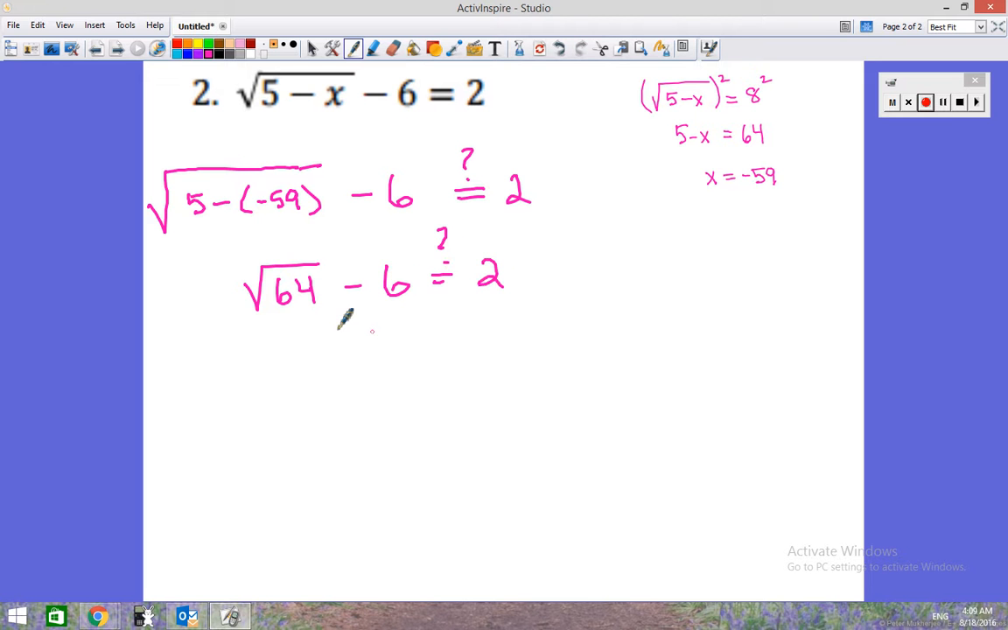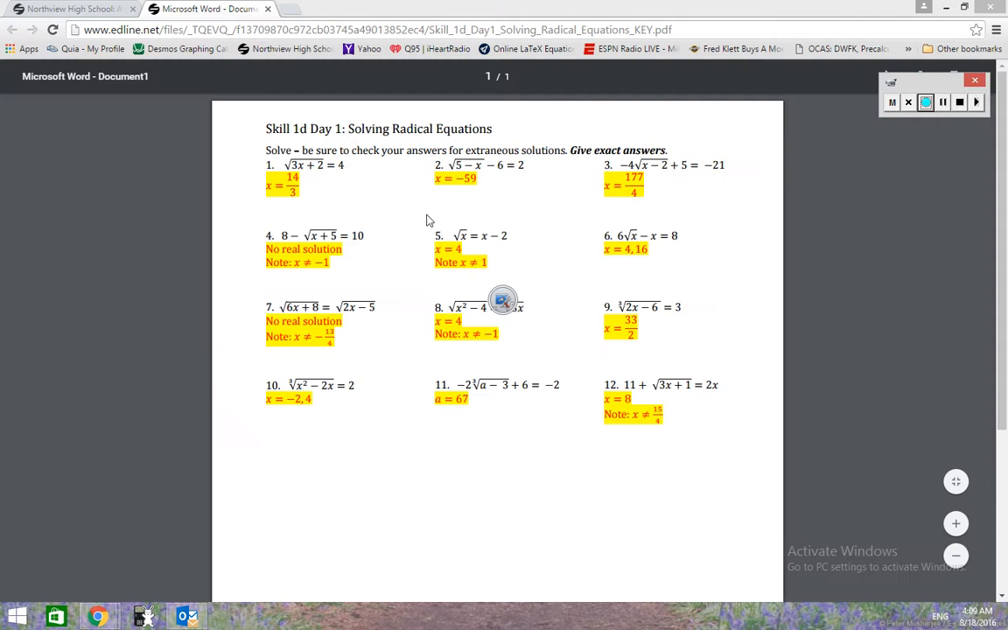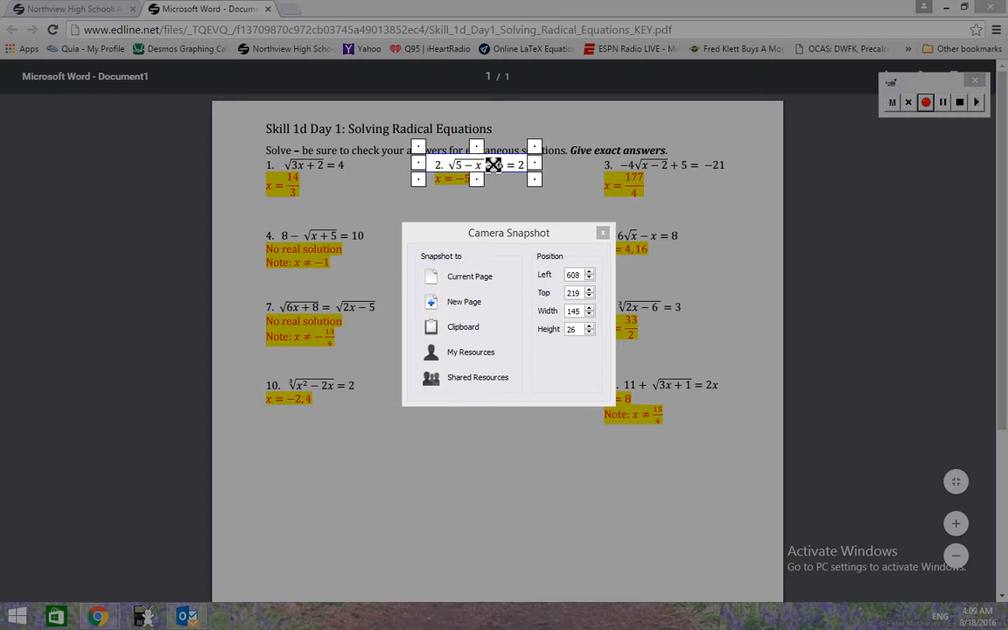The question is, will this be 2? Square root of 64 is 8. 8 minus 6, hey, that is 2. This does check. So I'm pretty confident that that negative 59 is my solution. Hopefully that's what I had, yeah, here on the key. All right, let's take a look at our third problem.